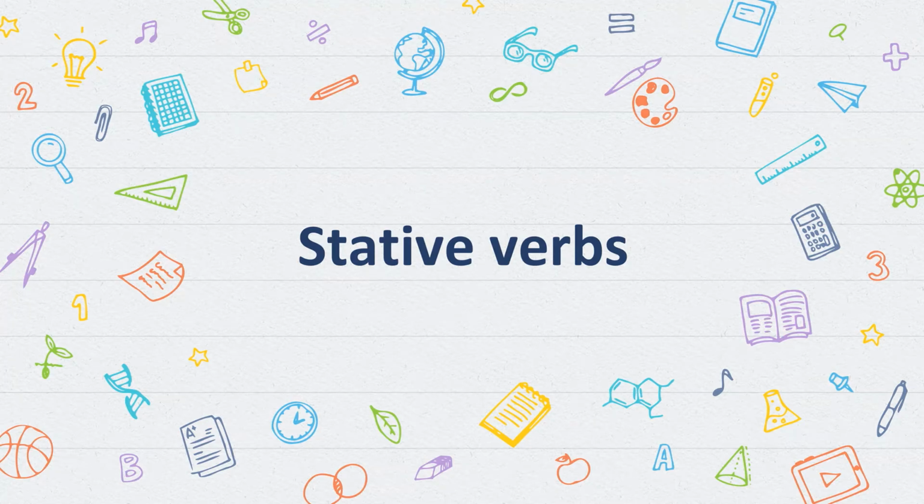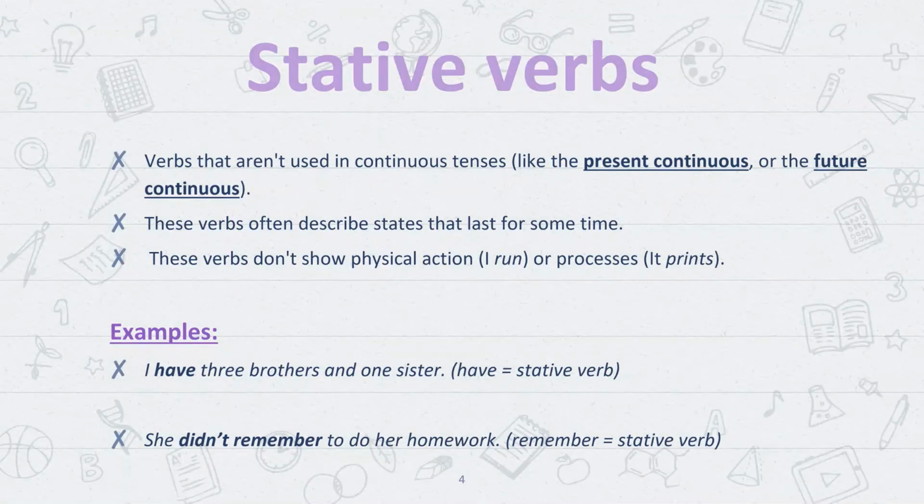Stative verbs. Verbs that aren't used in continuous tenses, like the present continuous or the future continuous. These verbs often describe states that last for some time. These verbs don't show physical action, like I run, or processes, like eat.